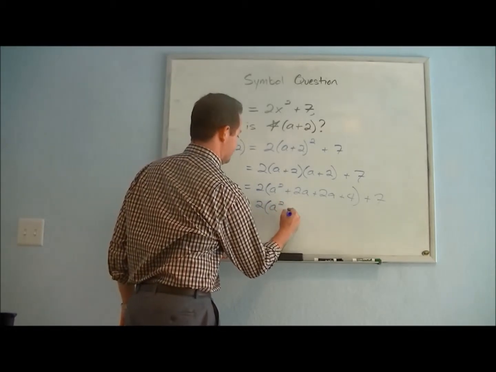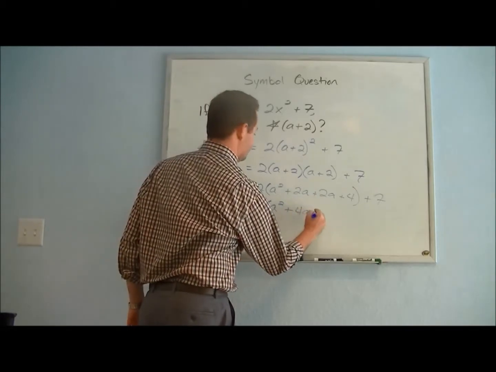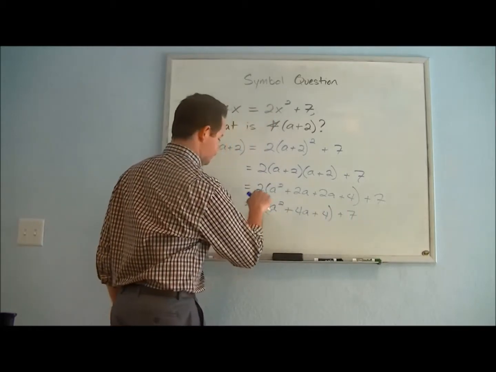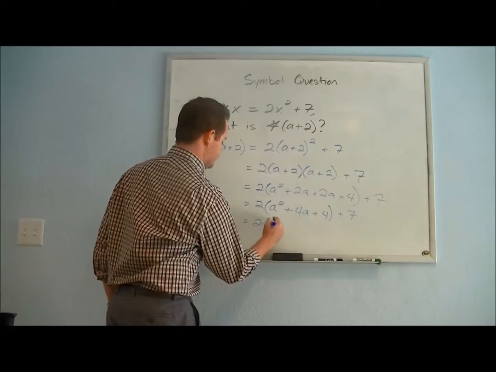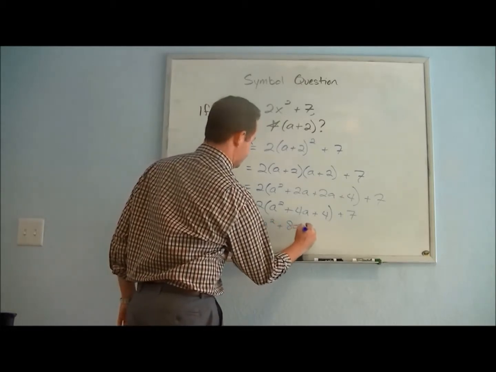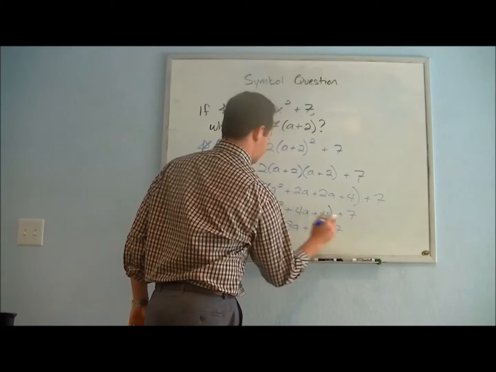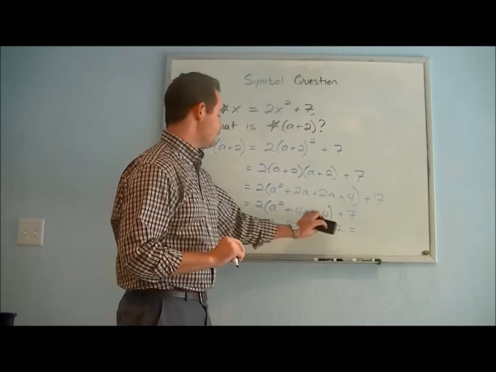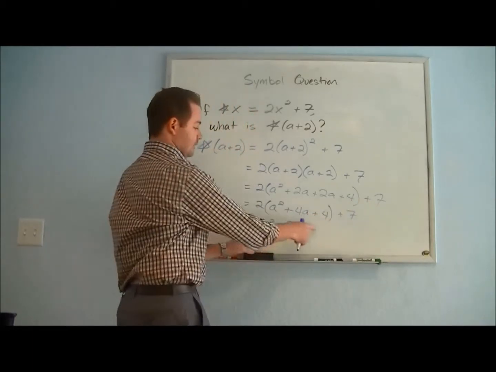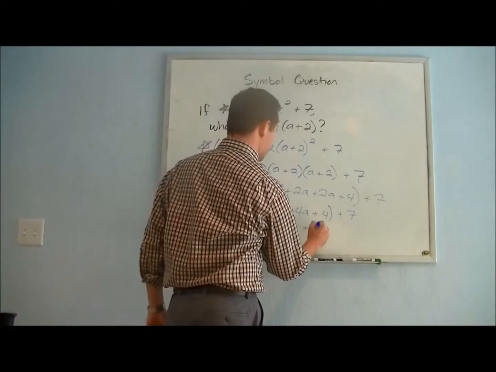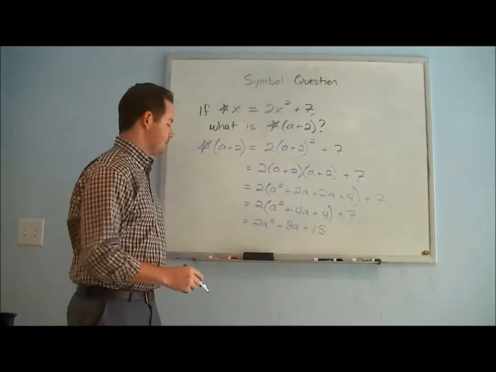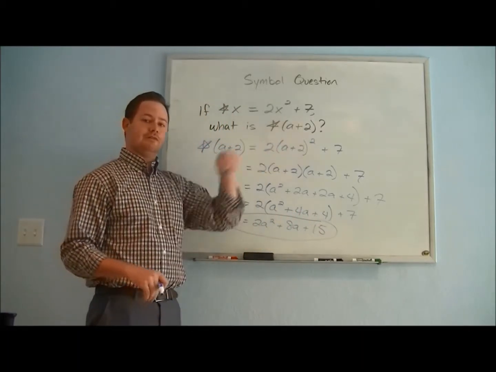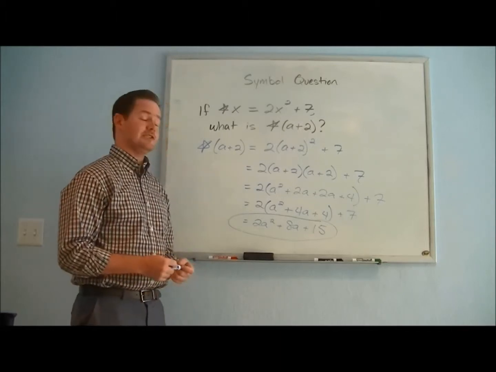So 2 times a squared plus, combining like terms, 4a plus 4, plus 7. We distribute the 2, so we get 2a squared plus 8a plus 8 plus 7. And we can simplify these like terms right here. Since we're running out of room a tiny little bit, we're going to replace the plus 8 and the plus 7 with plus 15. 8 and 7 gives us 15, and this would be our final answer for the value of star of a plus 2 for this function on this symbol question.